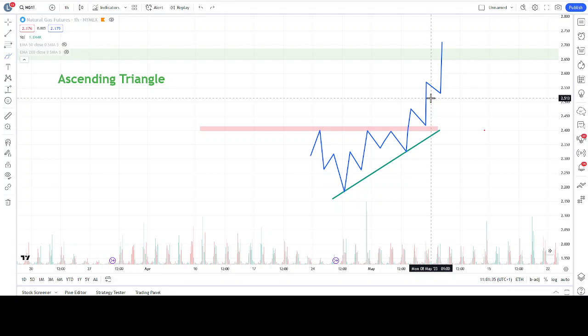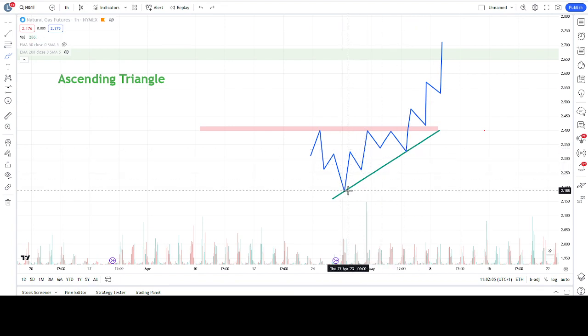Now there are two important characteristics of an ascending triangle, or two things which will qualify this to be an ascending triangle. First, there should be at least two touches to the resistance, as in the resistance should reject the price at least twice. The second is there should be at least two touches to the rising trend line, as in the trend line should support the price at least twice. When we have both of these criteria fulfilled, then this can qualify as an ascending triangle.